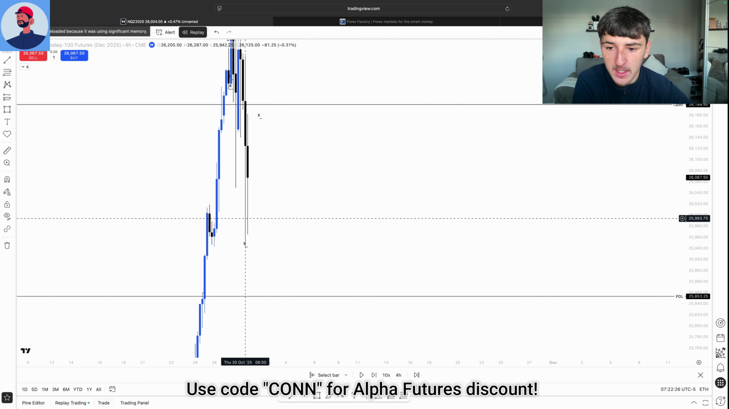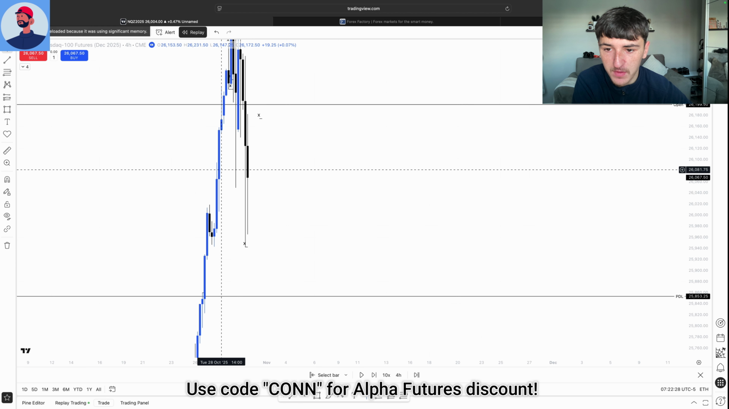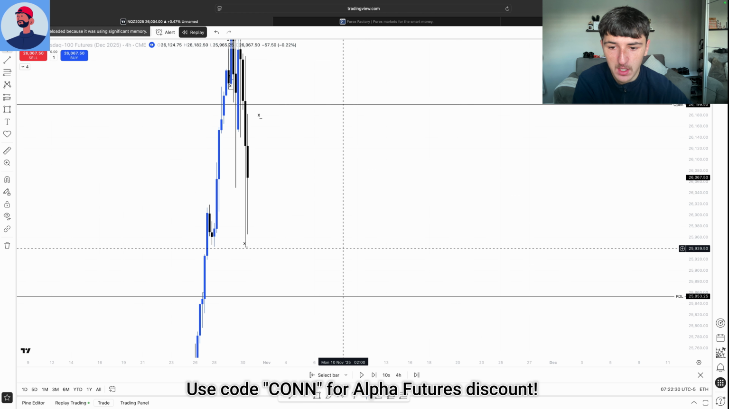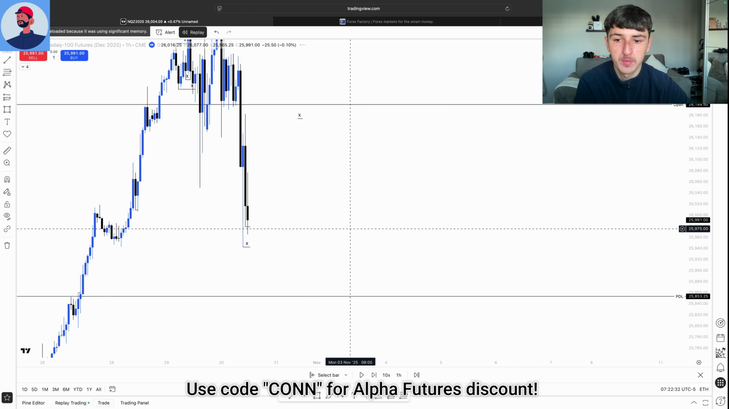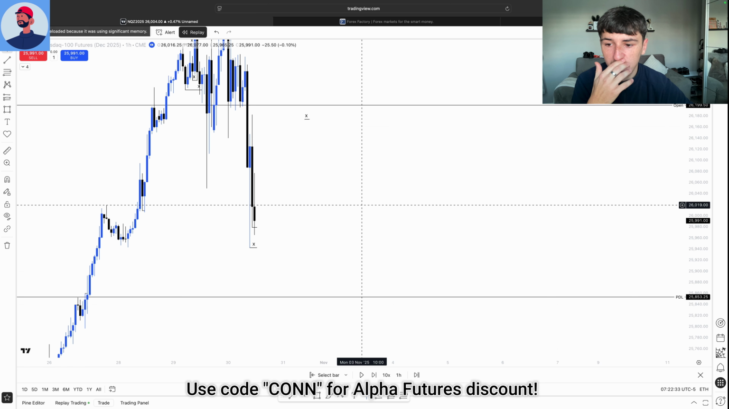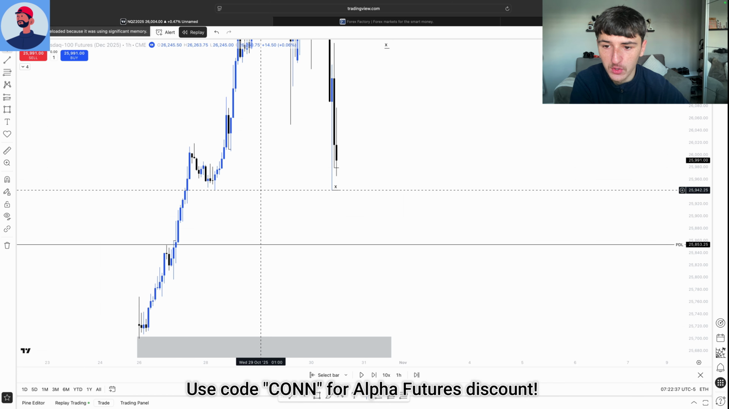So the 4 hour is clearly bullish. We are delivering from bullish fair value gaps, and we've also swept sell-side liquidity. So the 4 hour is bullish. The hourly is also bullish because most recently we are actually respecting these bullish gaps to the left.